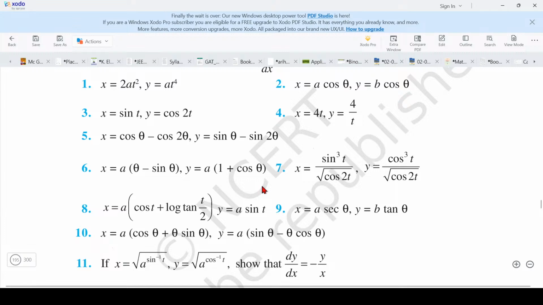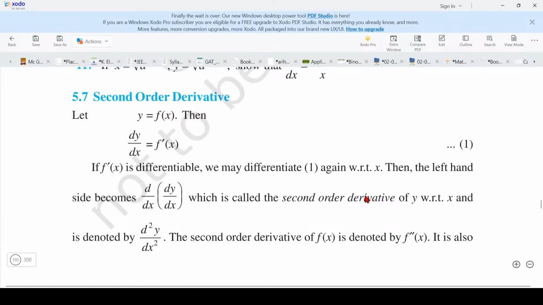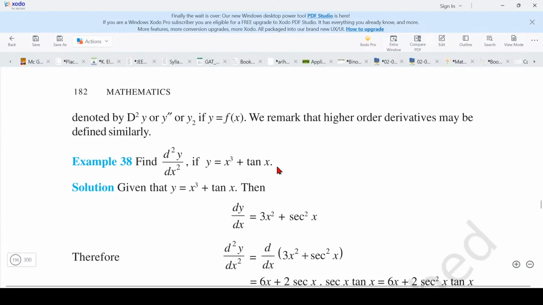So this is 6.6. This is 5.6. Oh, yeah, 5.6. You can do, no? Yes, sir, this is fine. Okay. Second order derivative. This part is there for you in your book or not? Sir, it is there. Okay. Two derivatives, can you do? This one, example 38. Yes, sir.